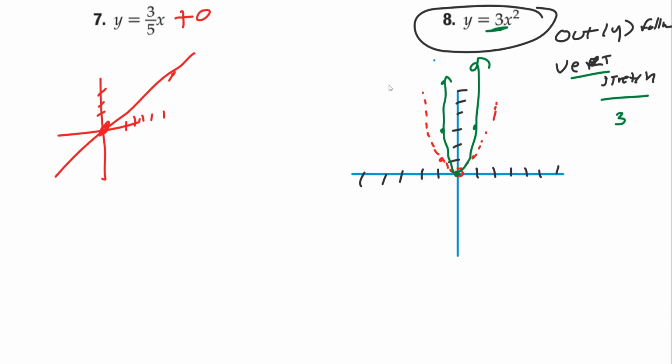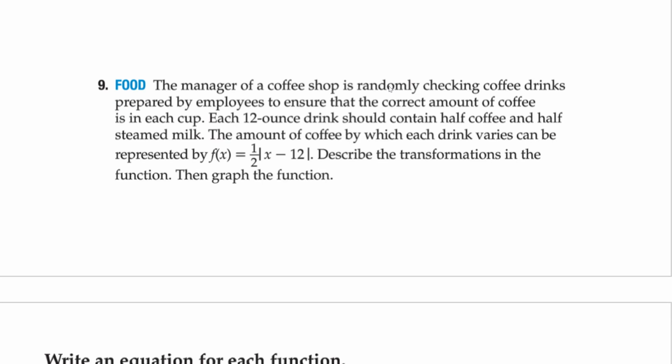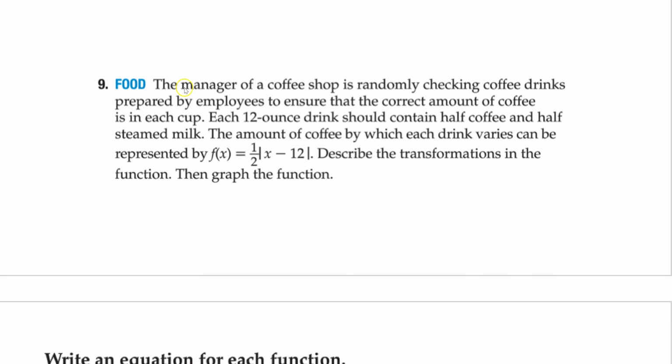Now let's put all of this together. First we'll do a quick application problem. The manager of a coffee shop is randomly checking coffee drinks prepared by employees to ensure the correct amount of coffee is in each cup. Each 12-ounce drink should contain half coffee and half steamed milk. The amount of coffee by which each drink varies can be represented by this equation. Describe the transformations in the function.